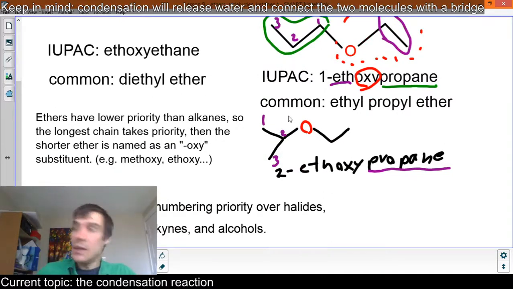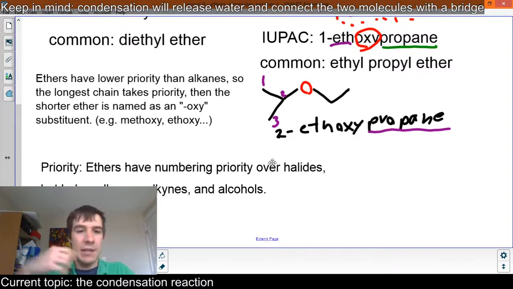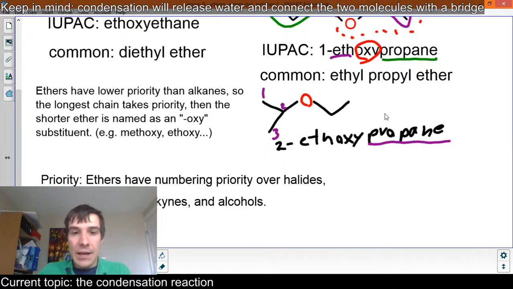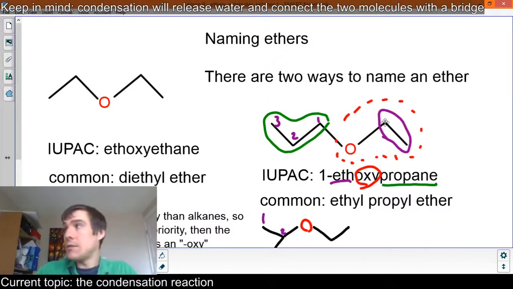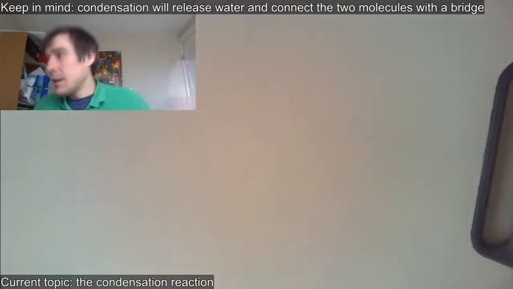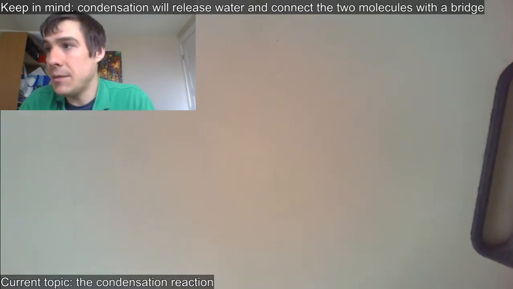That's how we name it. They have numbering priority over halides, but I think it's actually the same numbering priority all the way through, as long as it's an ane ending. They're obviously below alkenes, alkynes, alcohols, and all the other things because it's still named as an ane. So it's the same thing. Find your longest carbon chain, and then the shorter side is going to be your ether, and that's how we name an ether. Let's take a quick little dive over to this guy, and we're going to name an ether.